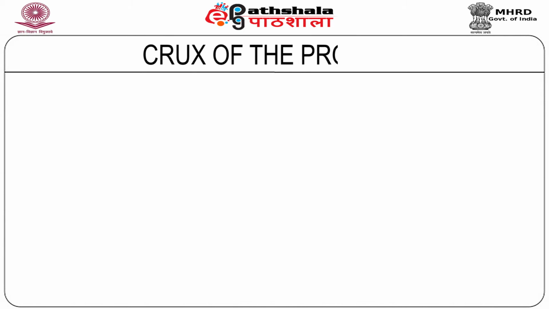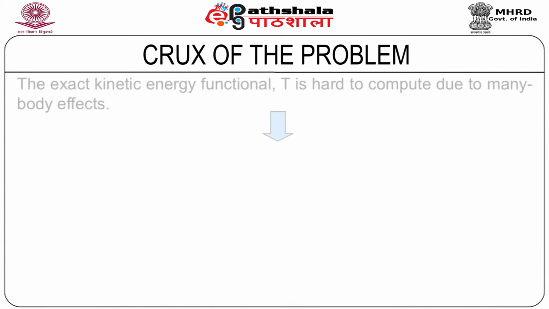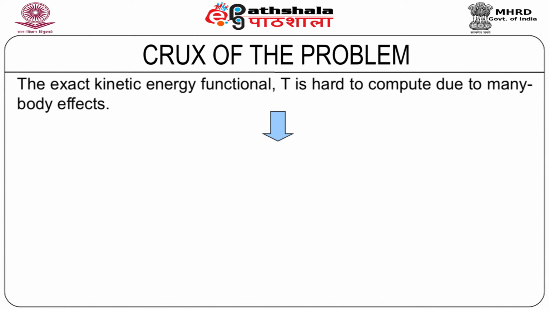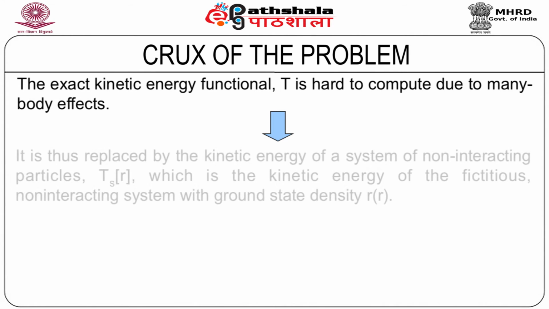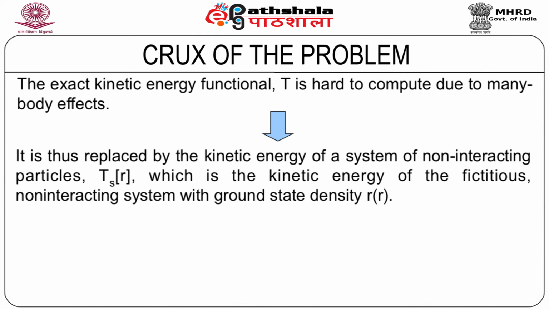The crux of the problem is that the exact kinetic energy functional T is hard to compute due to many-body effects. It is thus replaced by the kinetic energy of a system of non-interacting particles, which we will show here as Ts instead of T, that is a functional of density, which is the kinetic energy of the fictitious non-interacting system with a ground state density rho.